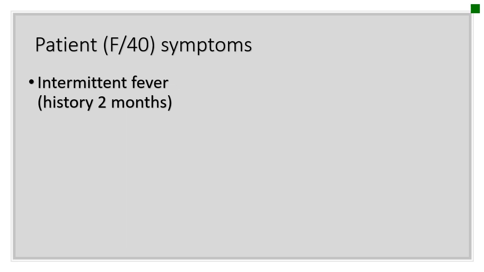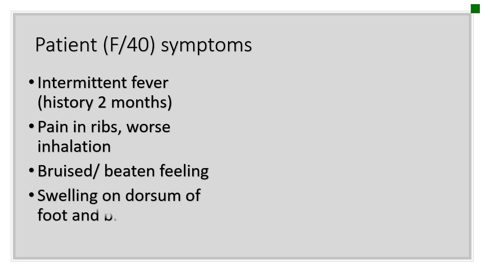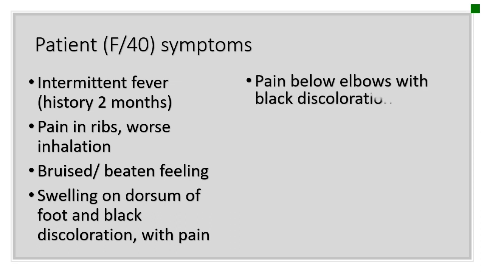So this particular patient, who is a female patient, 40 years old, has been having a history of intermittent fever for the past 2 months. She has pain in the ribs, and overall she is having pain which she has described as a bruised or a beaten feeling, as if she has been beaten with a blunt instrument. Also, there is swelling on the dorsum of the foot, and it has a black discoloration, and it pains when it is pressed. There is also pain below the elbows with black discoloration.